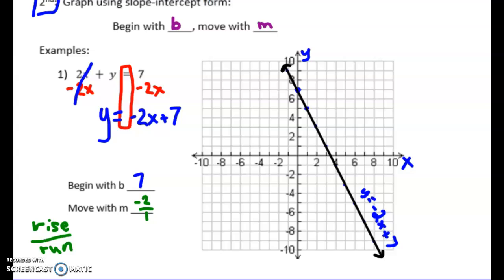Let me see if I can grab my red pen. Oh, my computer is super slow. I apologize. There it goes. And that would be your beginning point.